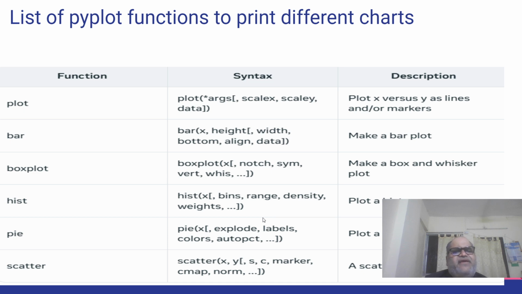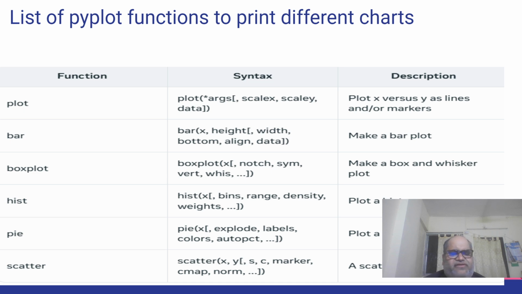Now we look at some of the pyplot functions to print various charts. So plot, as you see, and its syntax: *args, where you have a scale x, a scale y, and data. By default, if you want to scale down x and y, you can provide that here. Otherwise, you simply provide your data across x and y, and to plot x versus y as lines or markers, you simply call this.